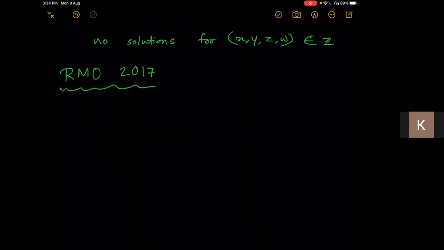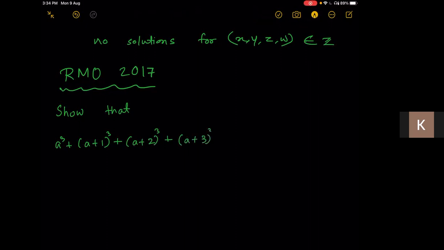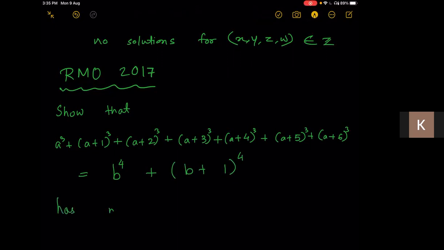Anyways, let us get back to the question. Show that a cube plus (a plus 1) cube plus (a plus 2) cube plus (a plus 3) cube has no solutions in integers a, b.